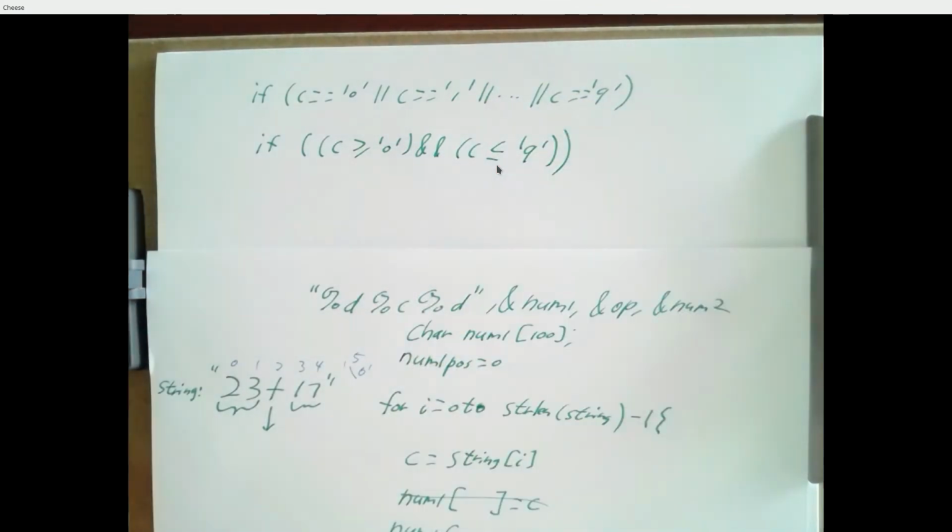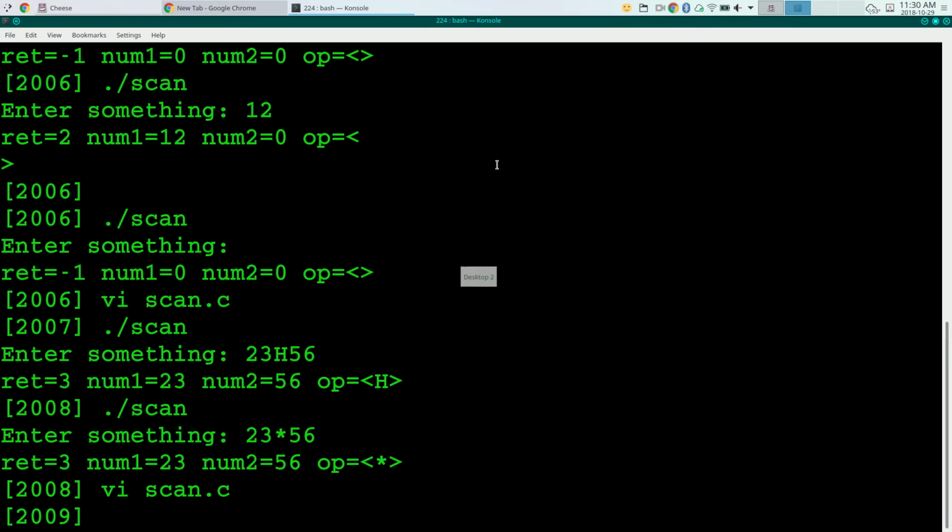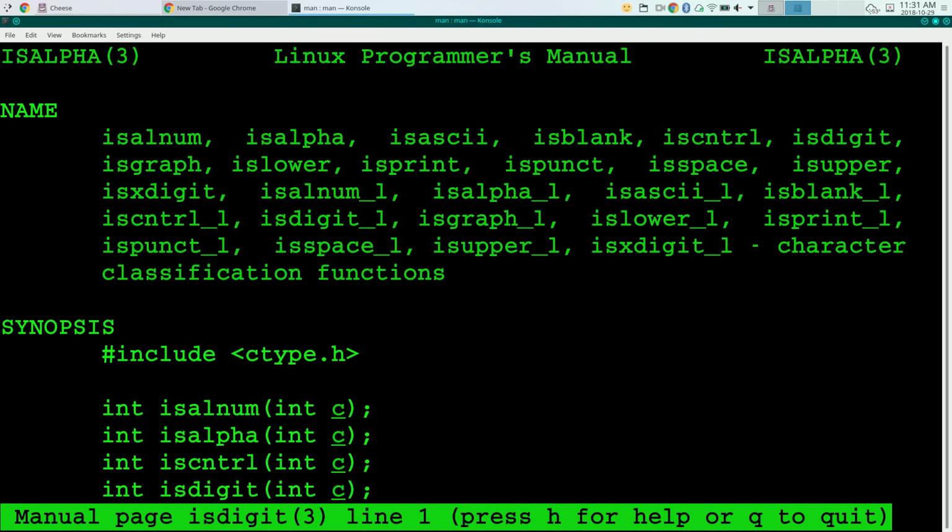And play with ASCII codes directly. So if c's ASCII code is bigger than or equal to the ASCII code for a 0 and less than or equal to the code for a 9, that makes it a digit. But don't do those things. Go to the manual pages for isdigit or isalpha or isalnum or any of these things. There are built-in functions for doing this for you.